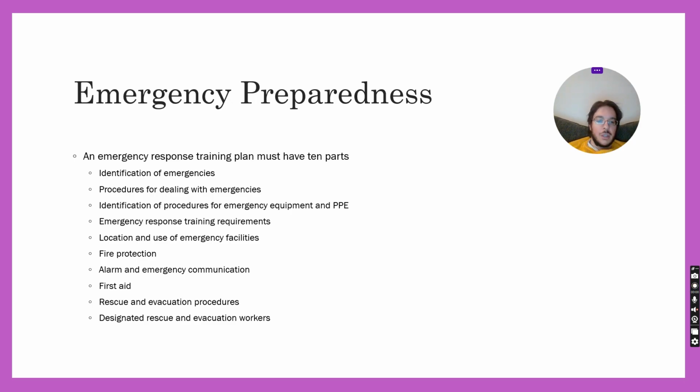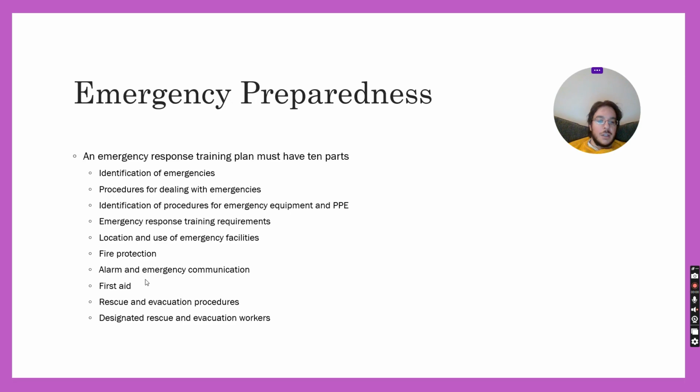So we should know where our emergency facilities are. They could be on site or they could be off site. So we have to know where the nearest hospital is. We should know about fire protection. What kind do we have? Fire extinguishers, fire hoses, sprinkler systems? Are there alarms and emergency communication, like two-way radios or a horn that tells us to evacuate, or an automated message? How do people know when there's an emergency?